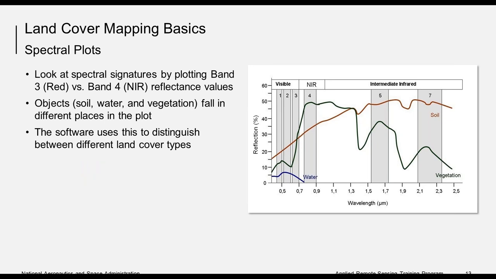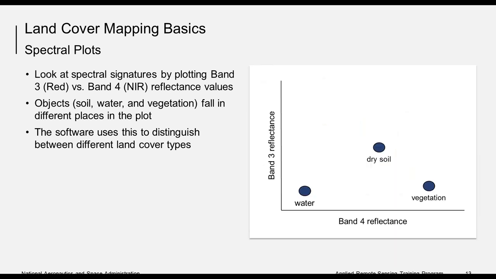We can look at these objects a little differently if we plot one band against another. Actually, this is not the right slide, sorry. We'll do this one. We can look at these objects a little bit differently if we plot one band against another. In this case, we're plotting Landsat band 3, so this is Landsat 5 and 7, not Landsat 8, which is the red band, versus Landsat band 4, which is the near infrared.